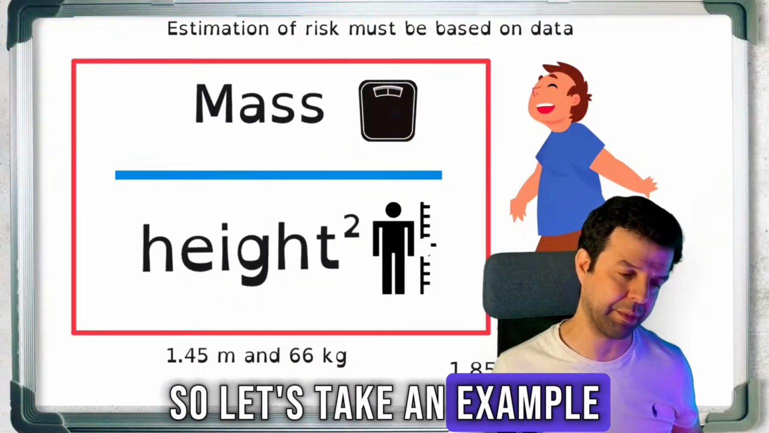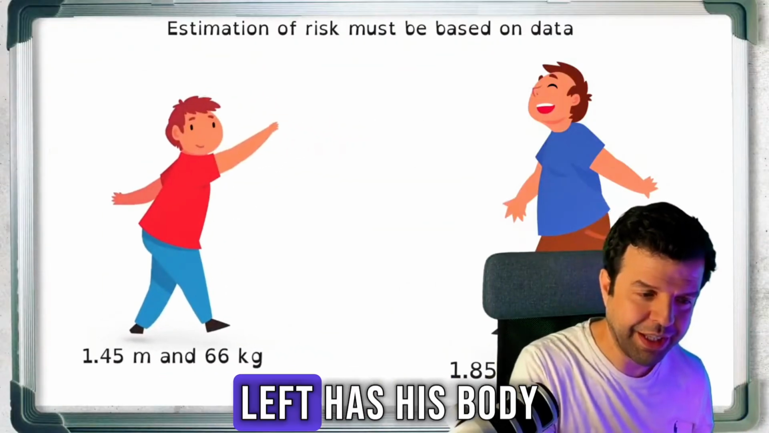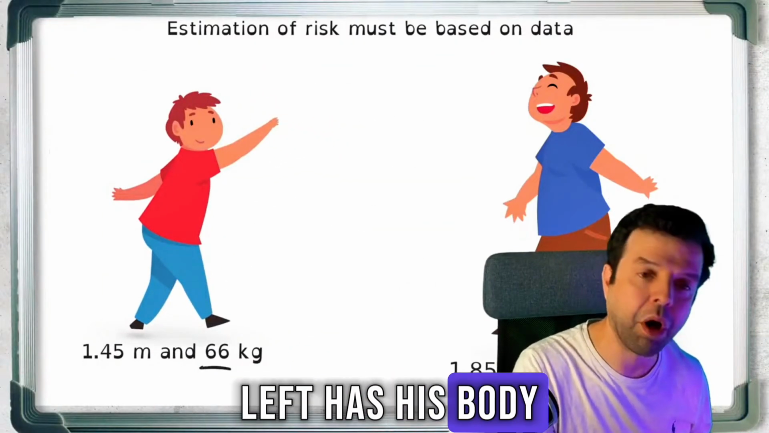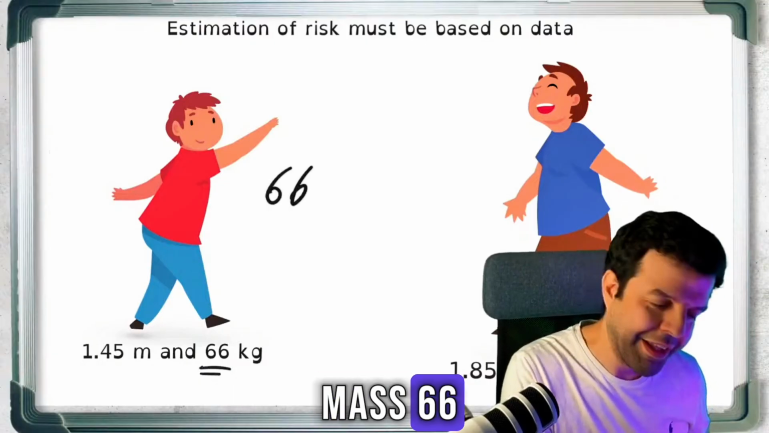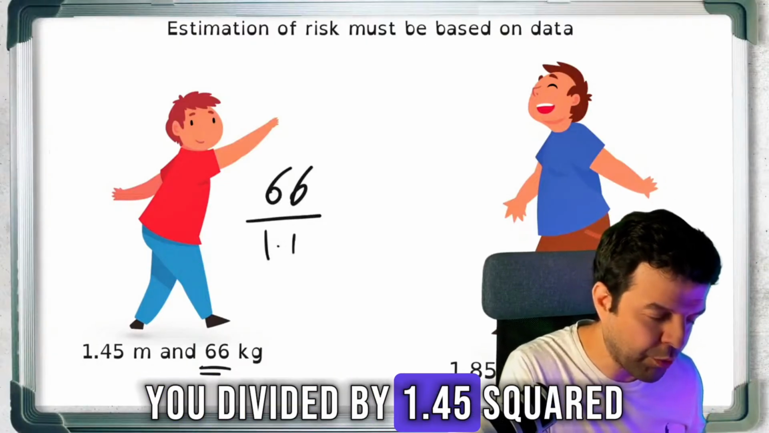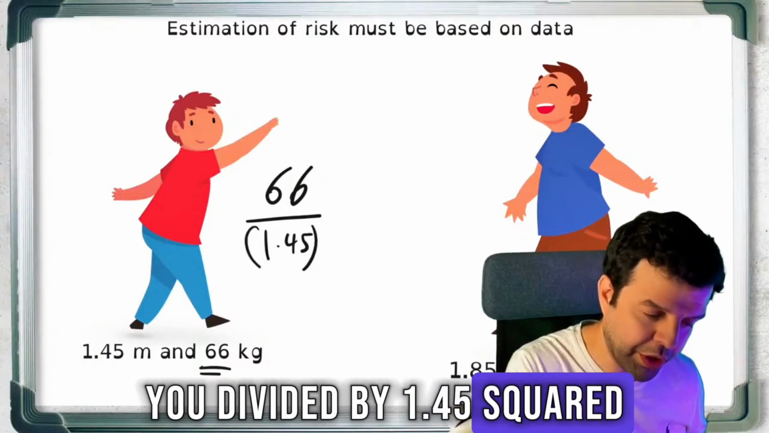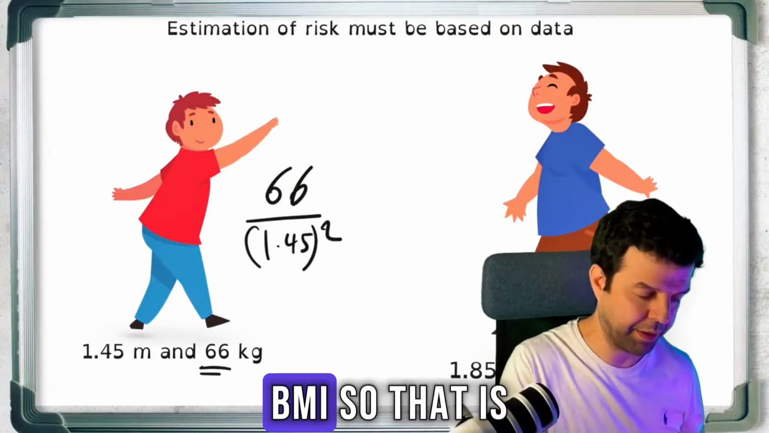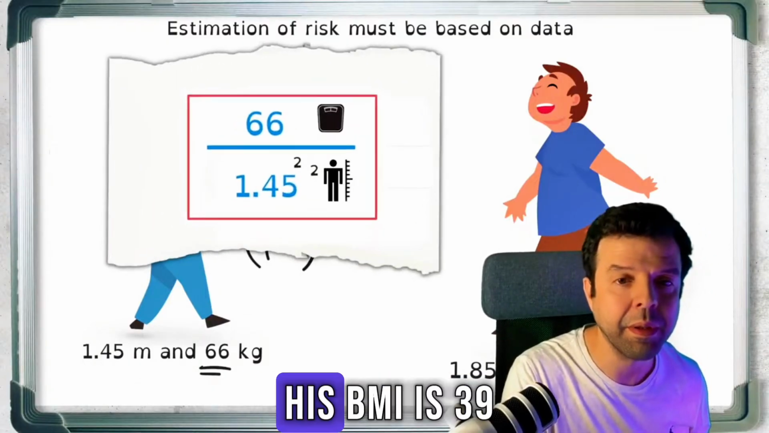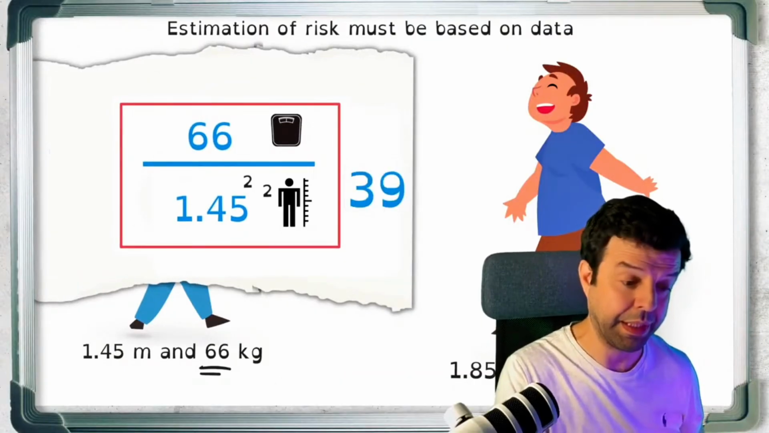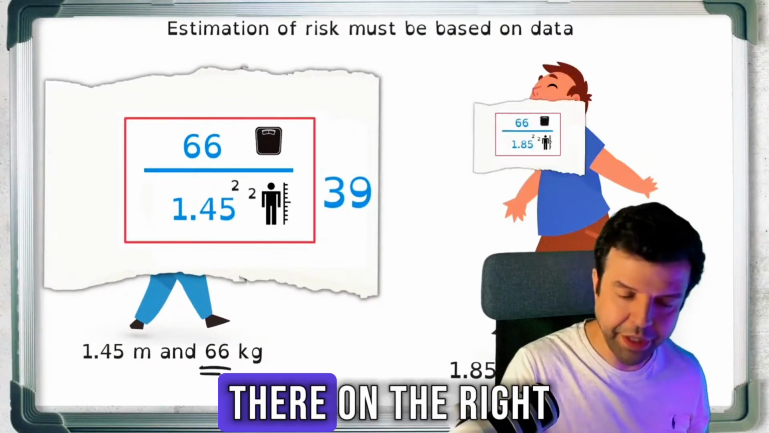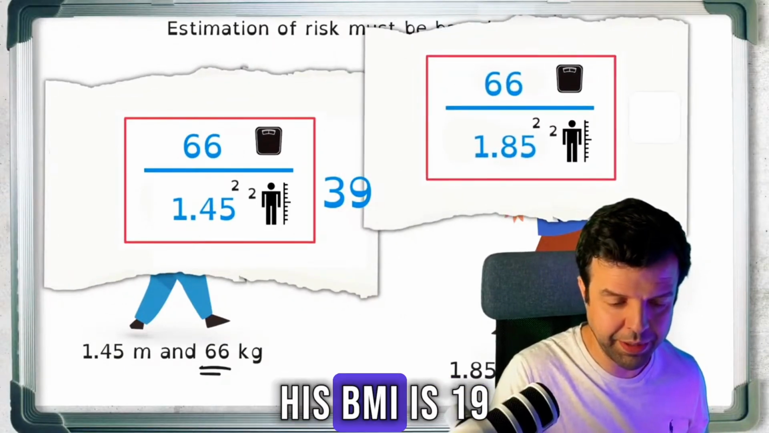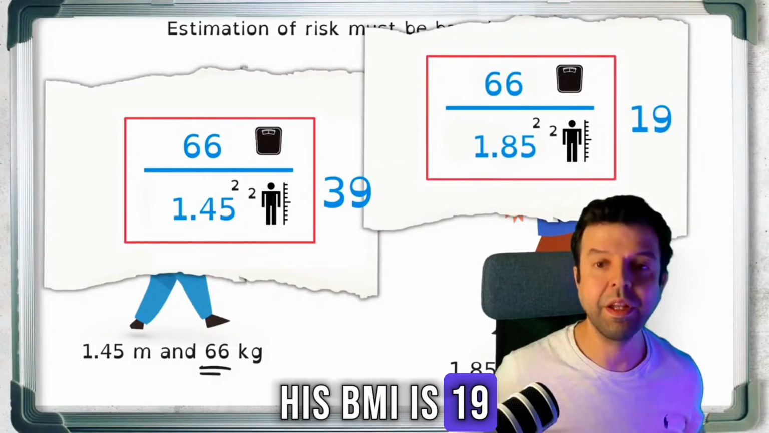So let's take an example. This boy on the left has a body mass of 66. You divide it by 1.45 squared. So you get his BMI. So that is his BMI, 39. And the other boy there on the right, his BMI is 19.